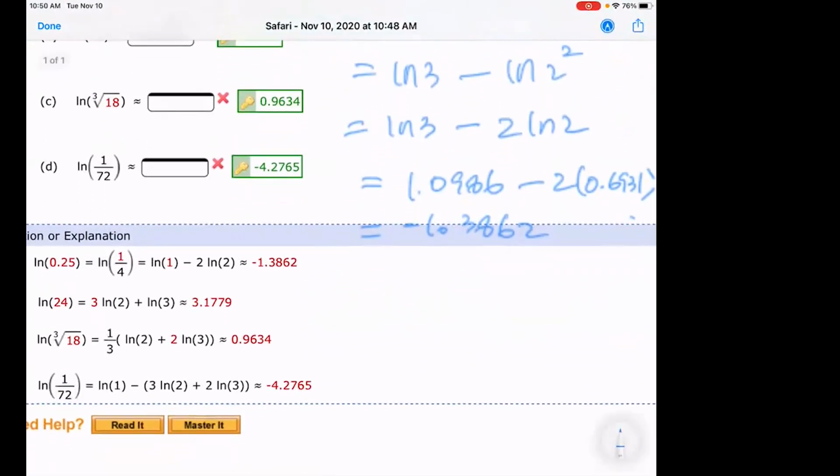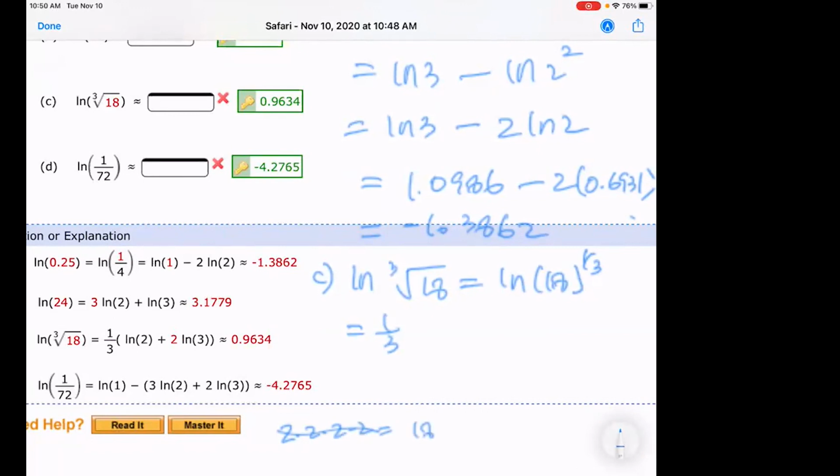So for example, if I do C, natural log of the cube root of 18, this is the same as natural log of 18 to the 1/3. What do you know about 18? I can rewrite 18 as what? 2 to the how many? 2 times 2 times 2 times 2, what's that equal to? 16. So I cannot do that. So you can rewrite 18 in terms of a 2 and 3. 2 times 3 times what is 18? 2 times 3 times 3, right? Yes. Okay. So I can rewrite it as natural log of 2 times 3 times 3.